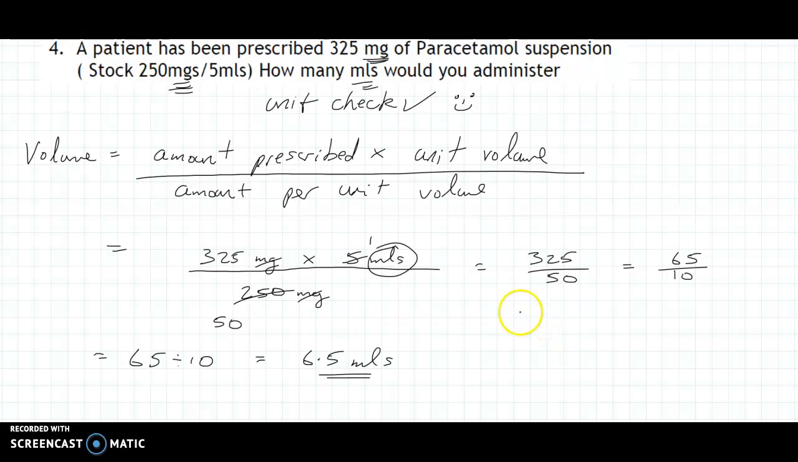It kind of does, doesn't it? If we give them 5 mils, they'll receive 250 mgs. We want them to receive 325. It does kind of look right. So, yeah, that's it.